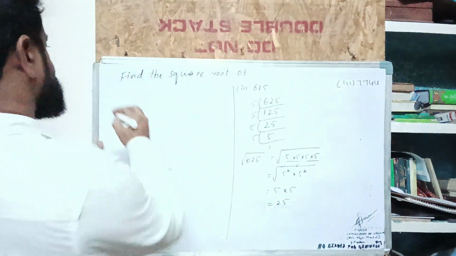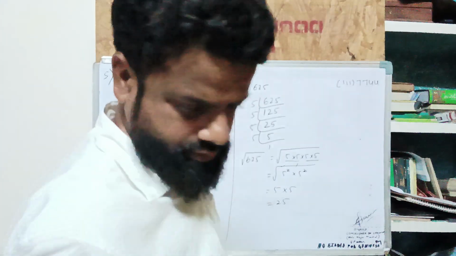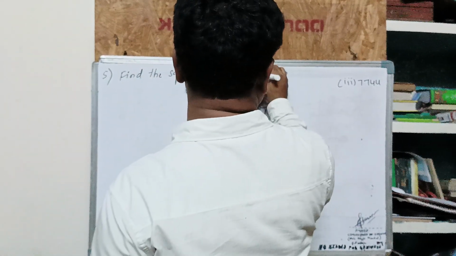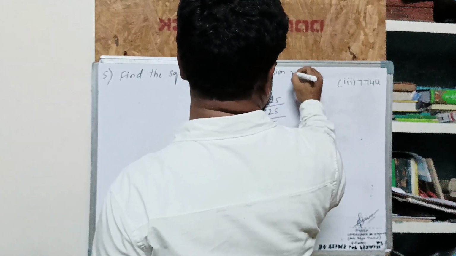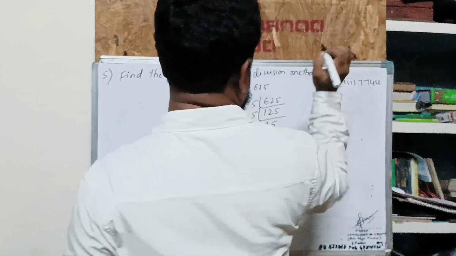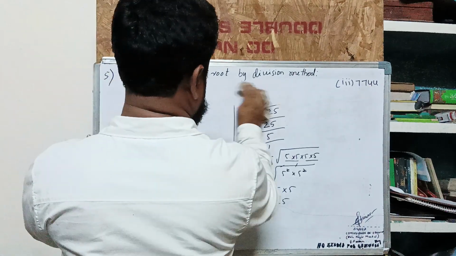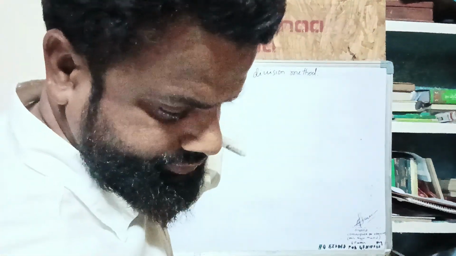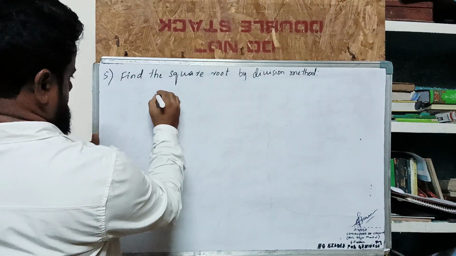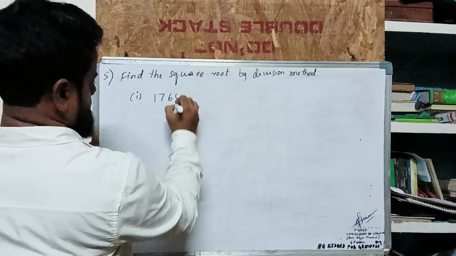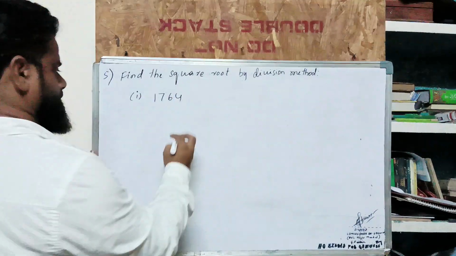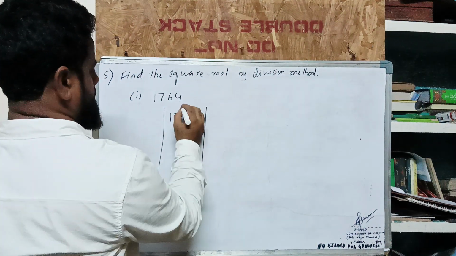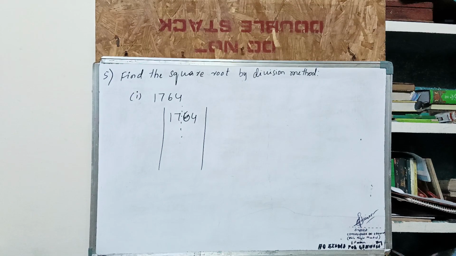The first question here is, find the square root by division. Okay. So the first bit here is 1764. First bit is 1764. Now look at this number. We have to divide this number into two parts. What we will be doing? We will be dividing this number into two parts, 17 and 64.